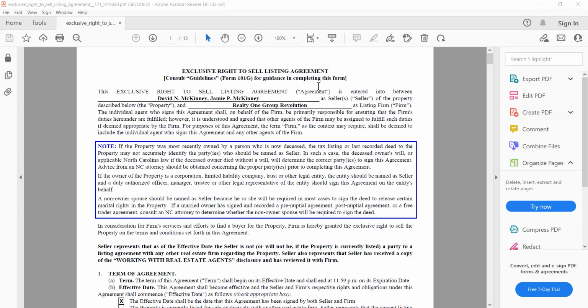We call it the exclusive right because there is a non-exclusive. We won't talk about that today, but the exclusive right means me or this firm and this firm only is going to be helping the McKinneys sell their property.